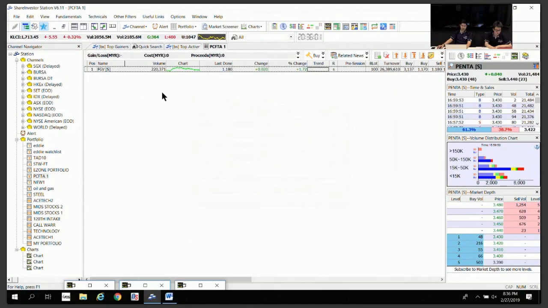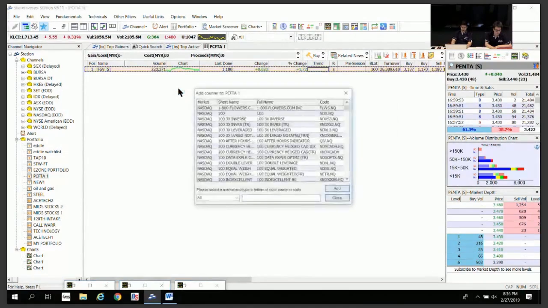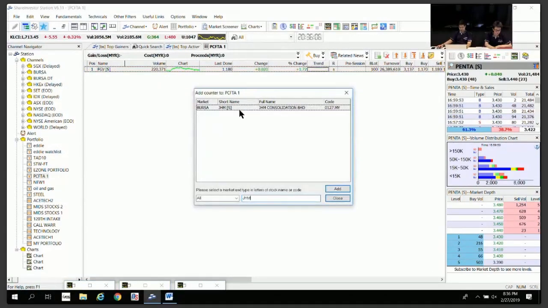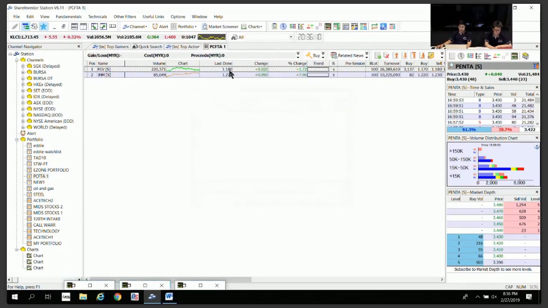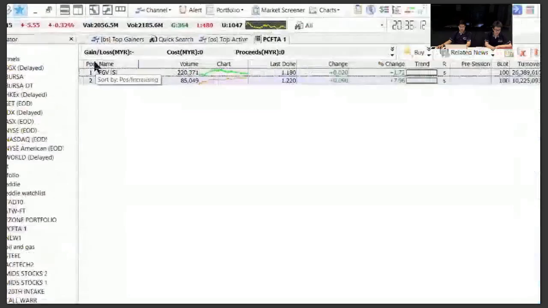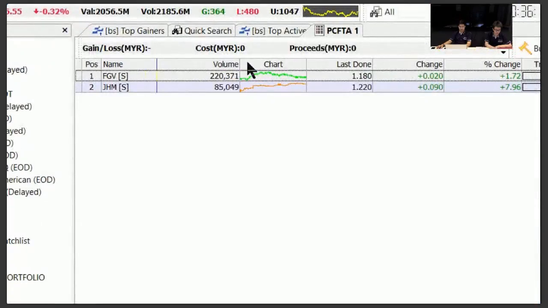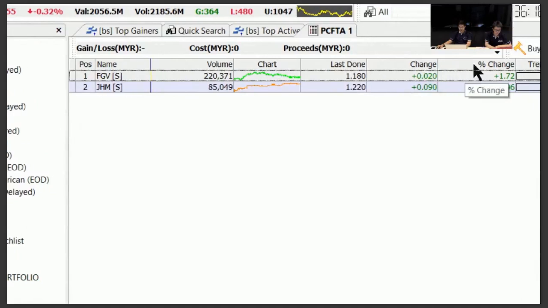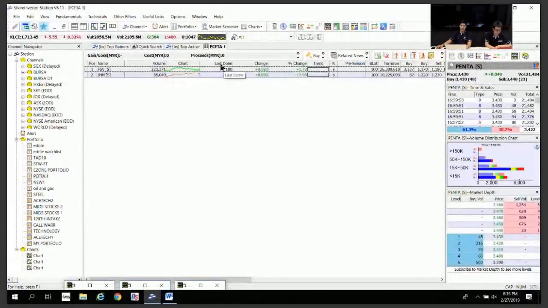Let's say I would like to add another stock, let's say JHM. Also do the same thing. Okay, over here you can see there's this name, volume, chart, last done, change, percentage change. Let's say I'm somebody that prefers the last done to be at the front, then the change to be at the side. So you can just press on here and drag around the way that you prefer your layout to be, okay.